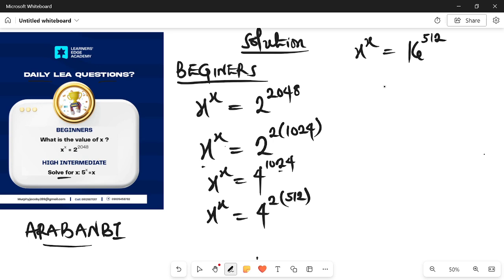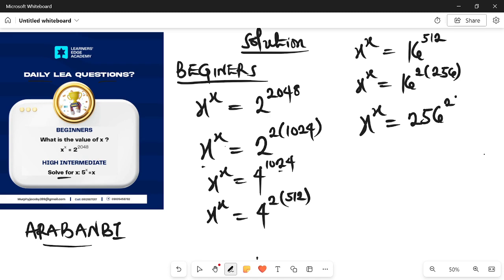And of course, we have not gotten to the point we want. Our base is still not equal to our power, so we are going to move on. So we have x to the power of x equals 16 to the power of 2 times 256. Looking at this, it's still not enough, so I have to go on. Like I did, 2 to the power of 2 is 4, 4 to the power of 2 is 16. It means 16 to the power of 2 is 256 to the power of 256. Now the whole thing makes sense.